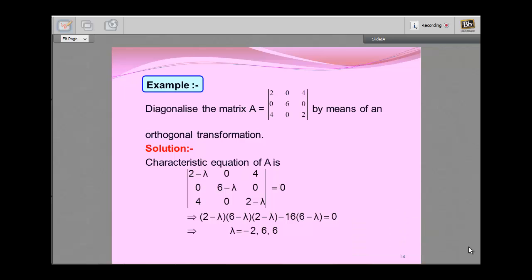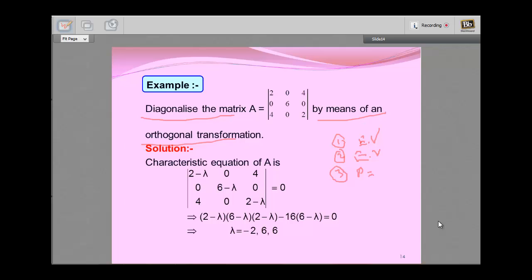Now diagonalize the matrix by means of the orthogonal transformation. This is the second example. We will solve it by the orthogonal transformation. As I told you, again there are three steps, the same steps. First step, find the eigenvalues; second step, find the eigenvectors; and in the third step, find P.